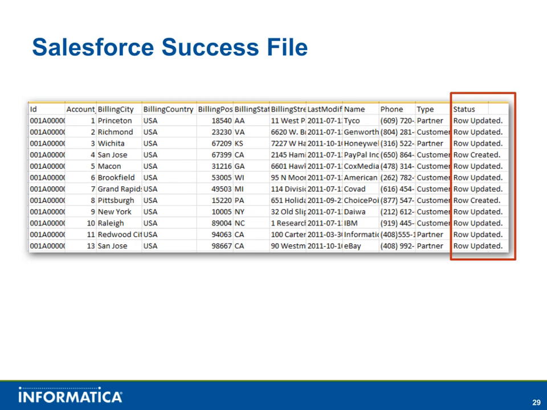The Salesforce success file contains all rows of data and includes the record ID, all data fields, and a status field. The status field indicates the action that Informatica Cloud took.